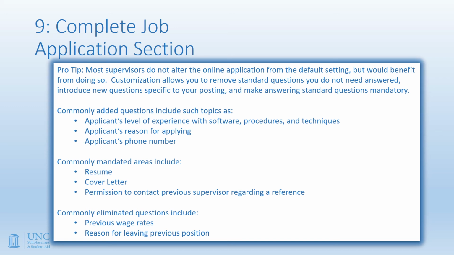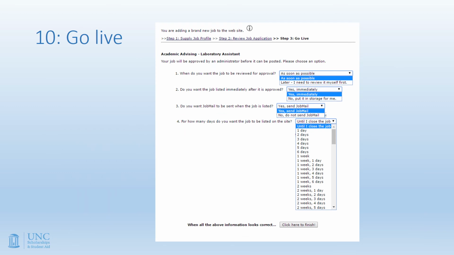3 main options are available: adding questions, mandating answers to questions, and eliminating questions. You also have the ability to create brand new questions utilizing the option at the bottom of the previous page as we've outlined. Upon completing the application, you'll be moved to the third and final of the 3-step process. This involves creating individual information about when and how your position will be displayed and to whom its posting will be communicated. First, the system will ask when you want the job to be reviewed for approval.